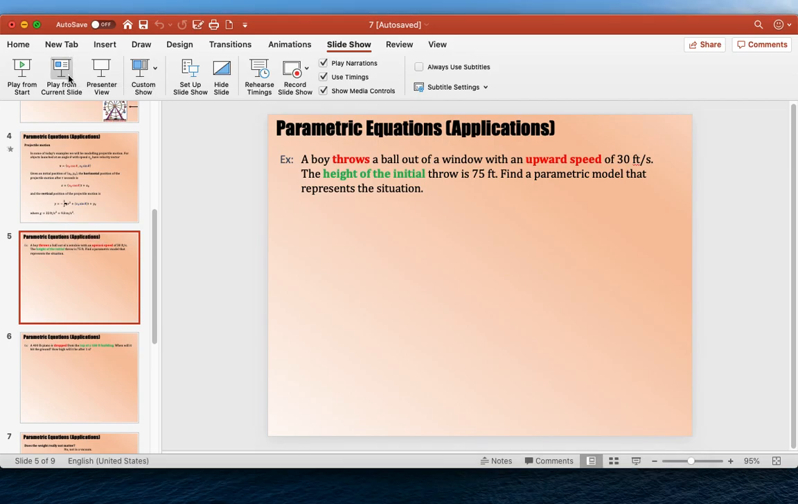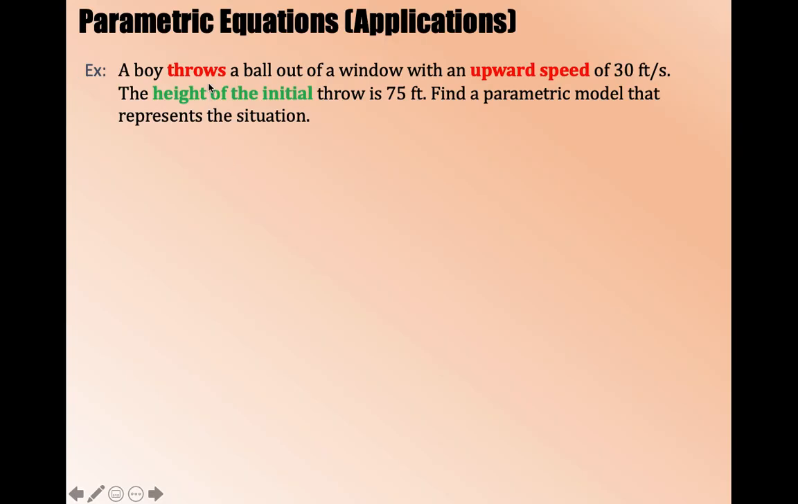All right. So a boy throws a ball out of a window with an upward speed. Now why he would throw a ball out a window, I don't know. But the height of the initial throw is 75. Find a parametric model that represents this situation.